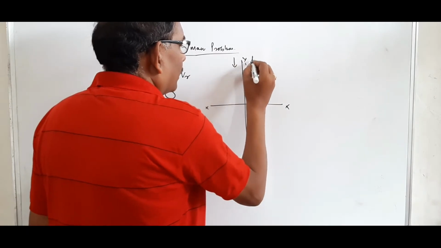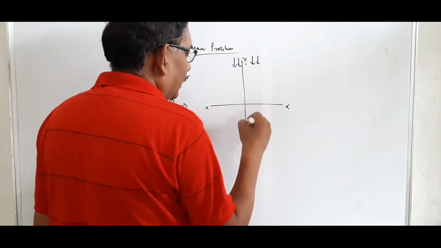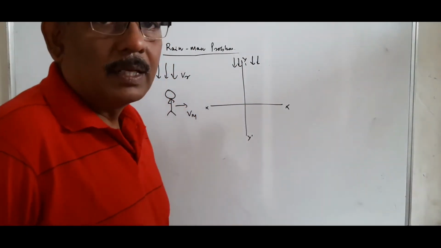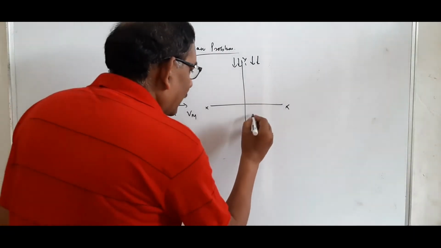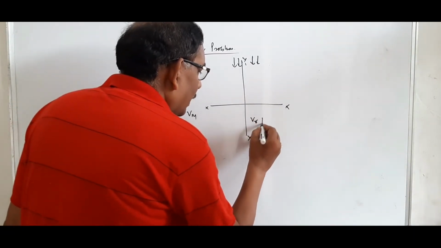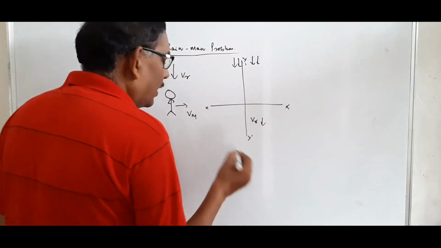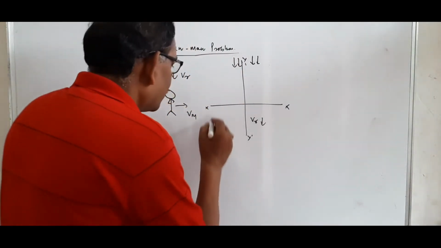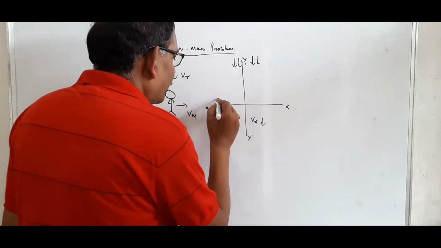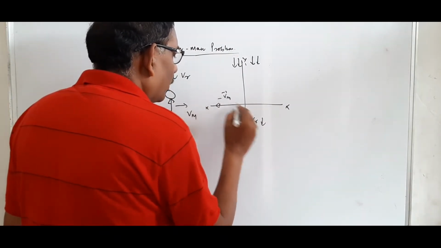Rain is falling vertically. So, for the direction of the rain in the vertical direction, the velocity is Vr. And the velocity of the man, already given, relative to the rain is in the opposite direction, it is minus Vm.